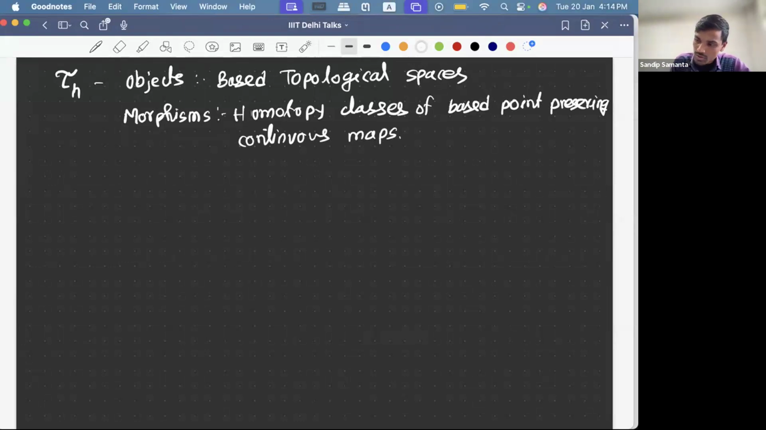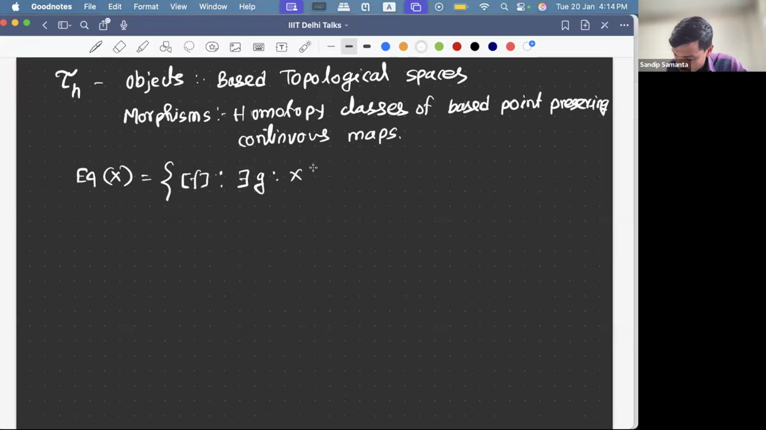Okay, so in this category, if we just see what is the EX, it consists of the homotopy classes of maps F from X to X, such that there exists some G from X to X such that the homotopy class of F compose G and the homotopy class of G compose F are equal to the homotopy class of the identity map.